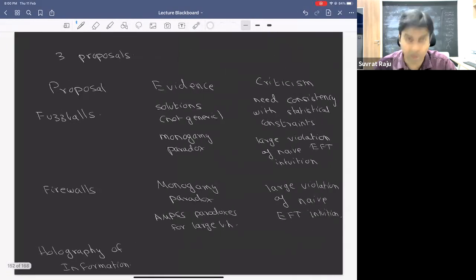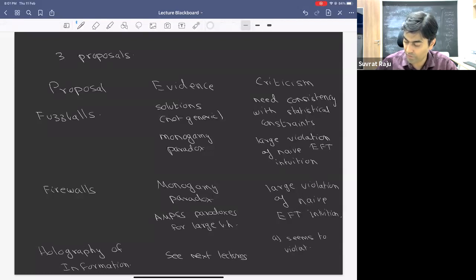So there's a whole lot, and the evidence for this we'll discuss in the next lectures. I haven't so far given any evidence for why this is the case, although I have explained the criticism. It seems to violate solar system physics, in that it seems to involve some large violation of locality over long distances. So this is the summary of the three things that we said today.